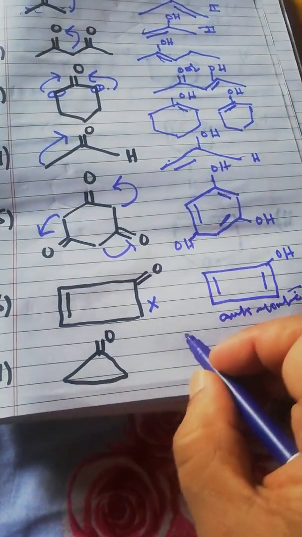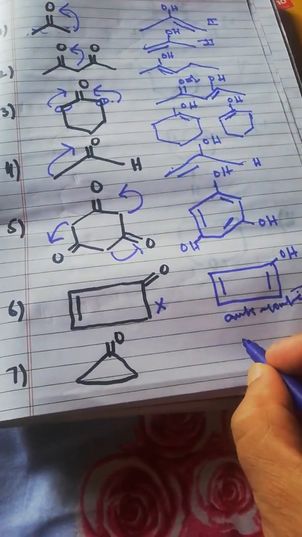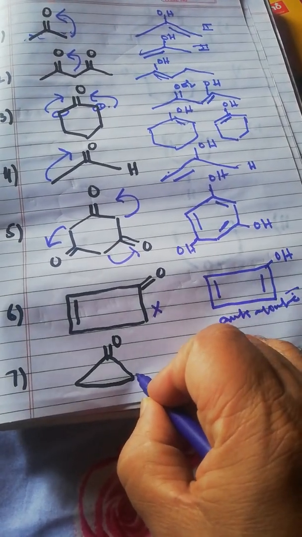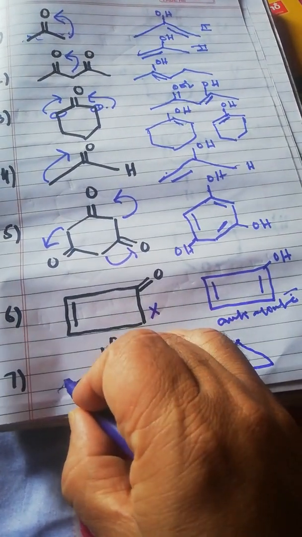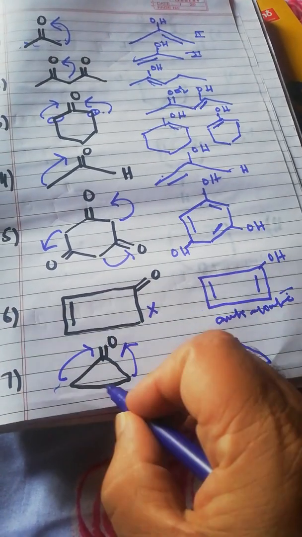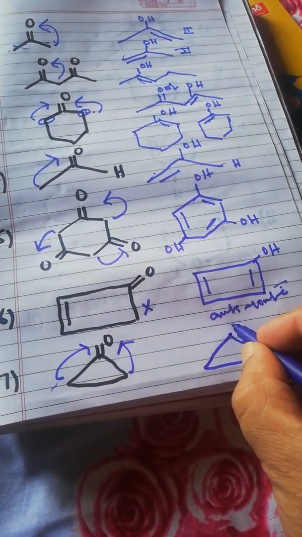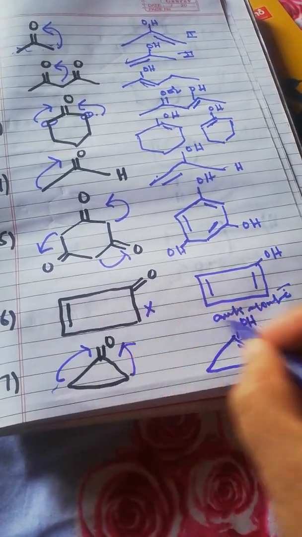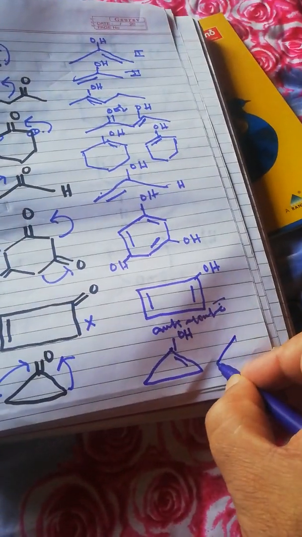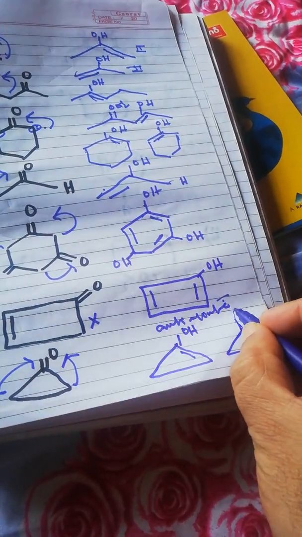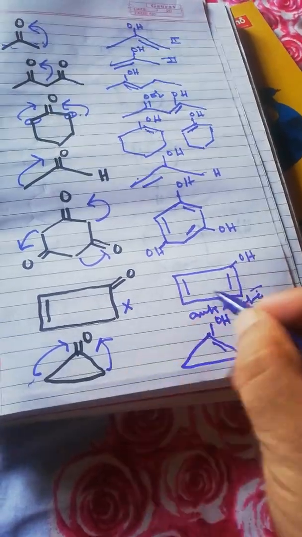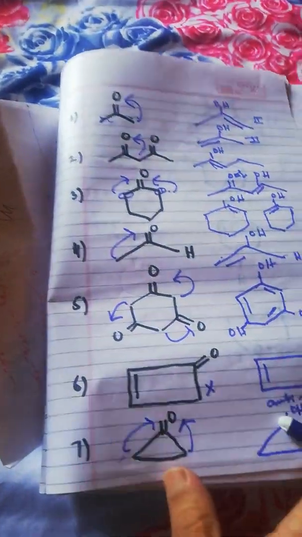Coming to question number 7, the enolic form will be like this. The alpha hydrogens can get migrated from here, or alpha hydrogens can get migrated from here. If they get migrated from here, the enolic form will be like this. The enolic OH and double bond will come here. Or if they get migrated from here, the enolic form will be like this. OH, and double bond will come here. So these are the two possible enolic structures of this compound.